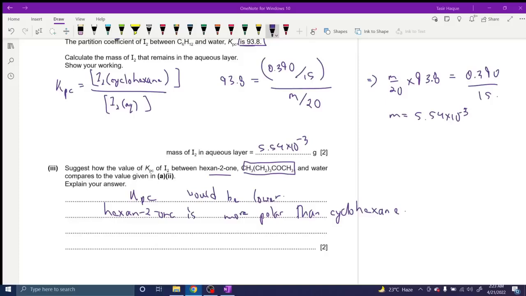That is also fine. Now for the last point, we need to give a conclusion. So, therefore, iodine is less soluble in hexan-2-one. You need all 3 points to get 2 marks, okay? If you wrote 2 from here, you'd get 1 mark only. And if you just wrote 1, you'd get 1 mark, okay?